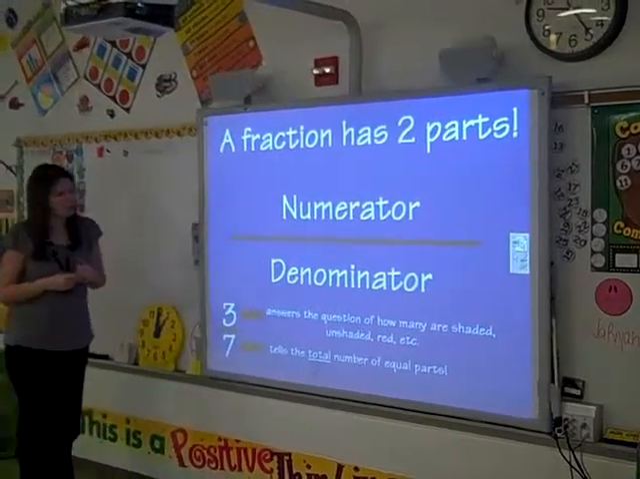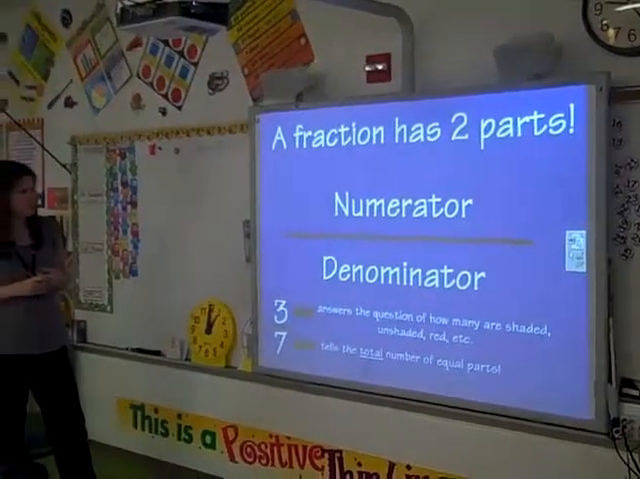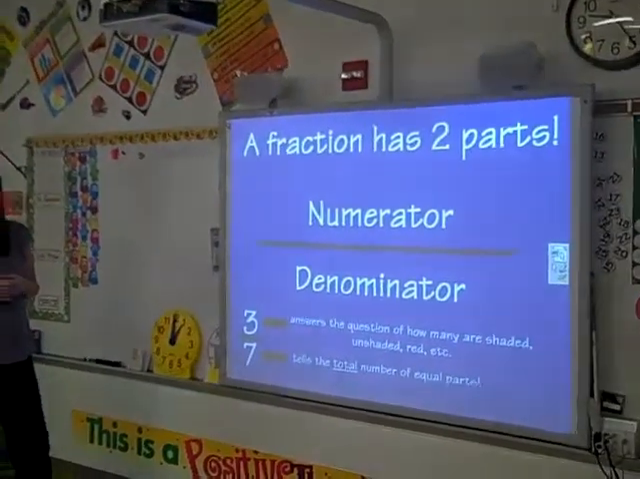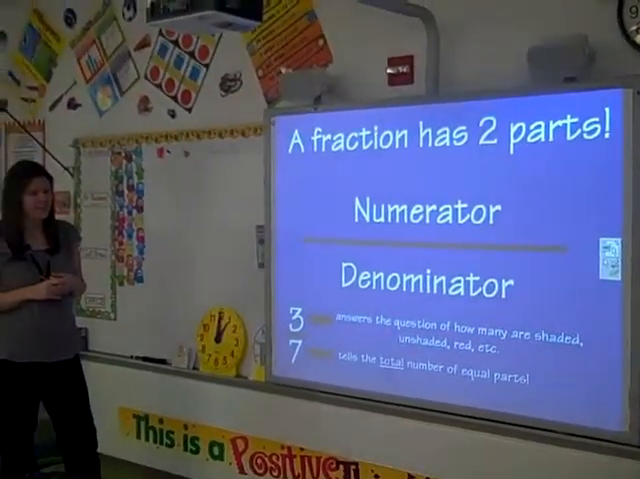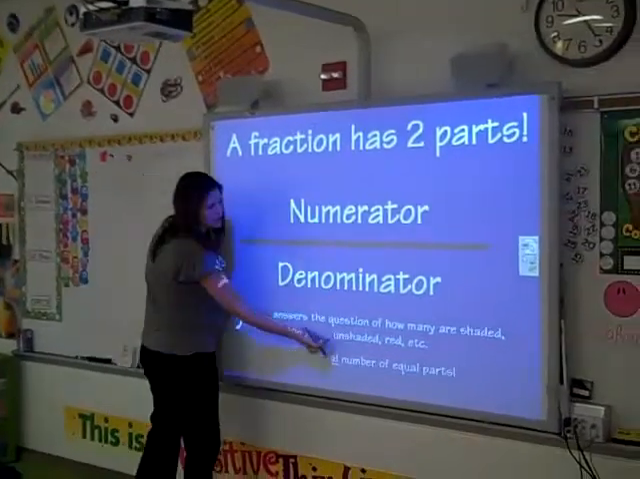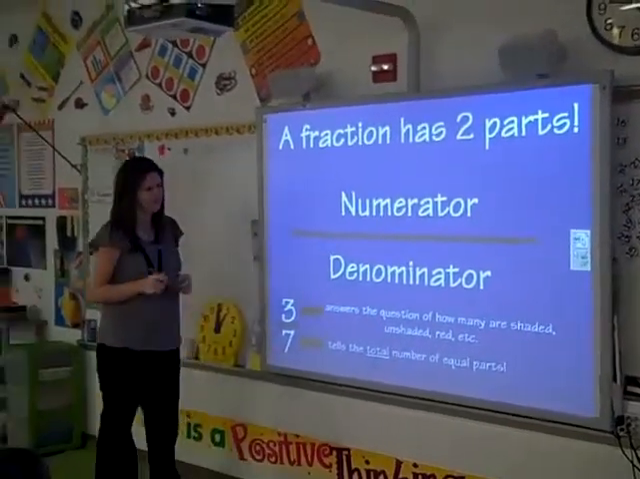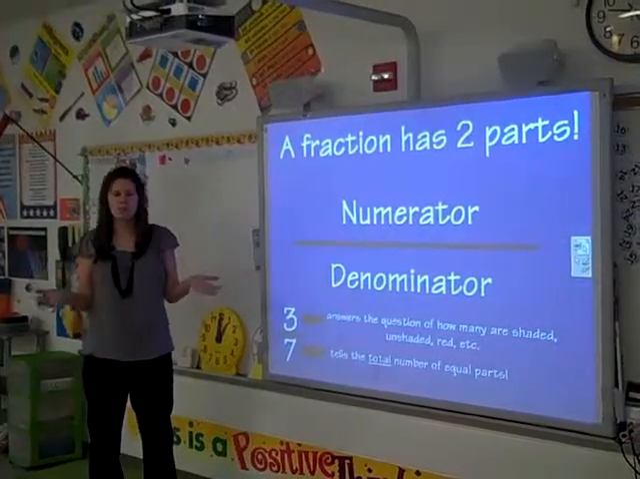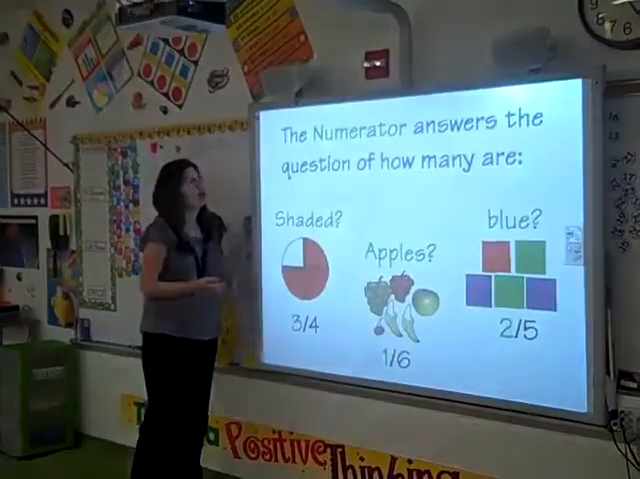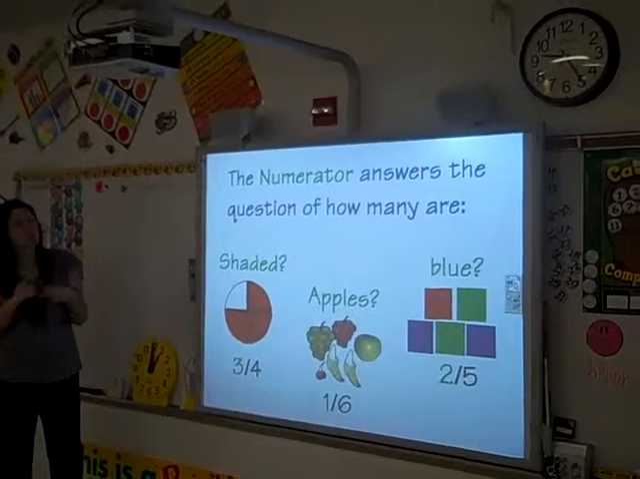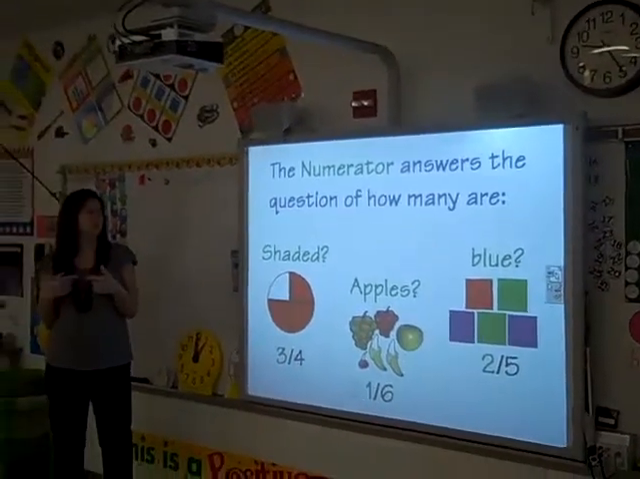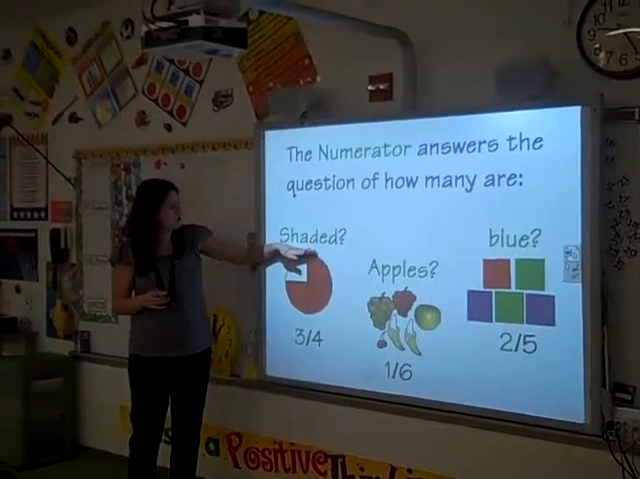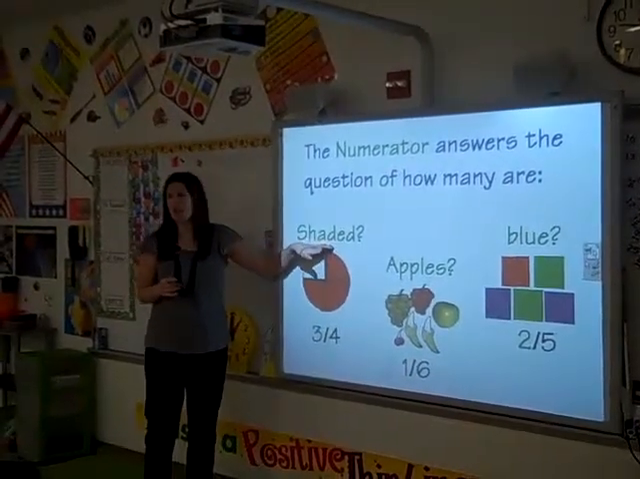What is the numerator? Answers the question of how many are shaded. Same word with just a prefix. Unshaded, red. Remember, round, blue, square. It can answer whatever question they're asking. Very good. Alright, so the numerator. You're going to be working with writing fractions today, so it's very important that you remember which one's the numerator. In this case, what would the numerator be if it's asking you how many are shaded?